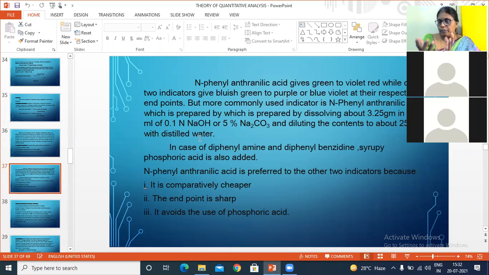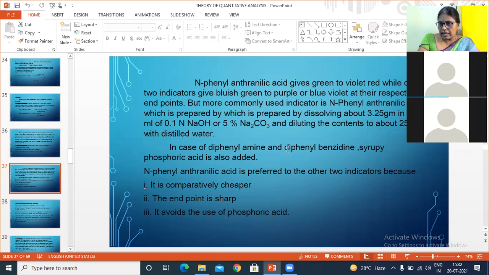First, we should dissolve it in a particular volume. Then we have to make that up in a 250 ml standard flask, that means you have to add the remaining volume with distilled water. Then that is nothing but the N-phenyl anthranilic acid, which can work as an indicator for dichromatic titrations.